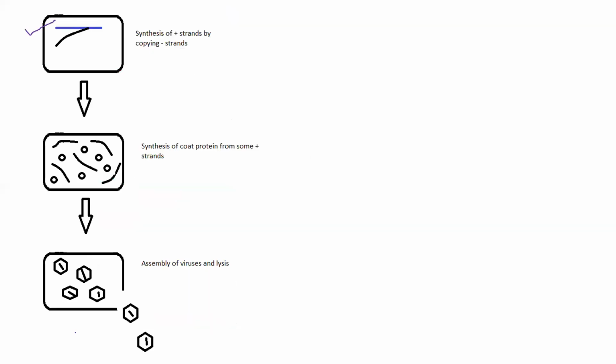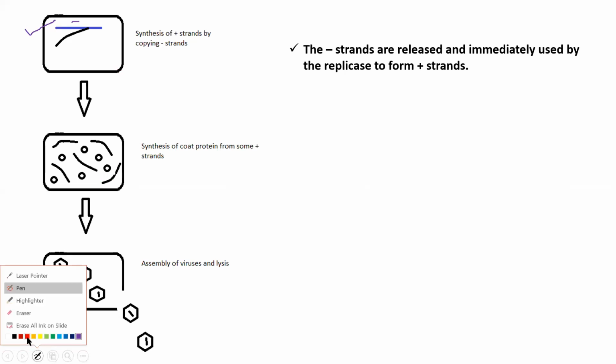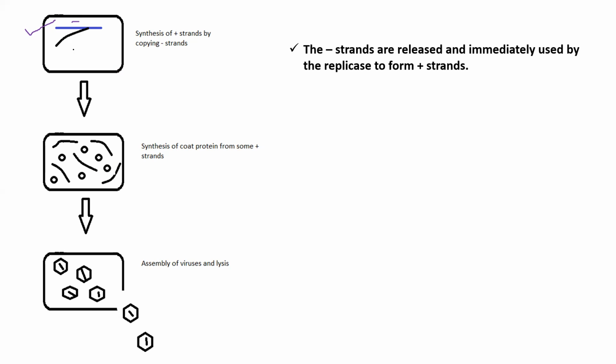Now this minus strand cannot be packed into the capsid because that's not the genetic material of the virus. The genetic material is plus. So this minus is just a replicative intermediate, or an antigenome, which will be used as a template for the synthesis of more plus strands. So the minus strands are released and immediately used by the same replicase enzyme to form the plus strand, which you can see here. Purple is minus, and from that the plus strand would be made.